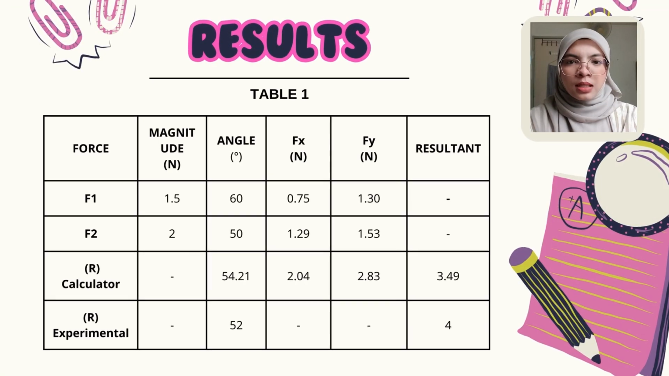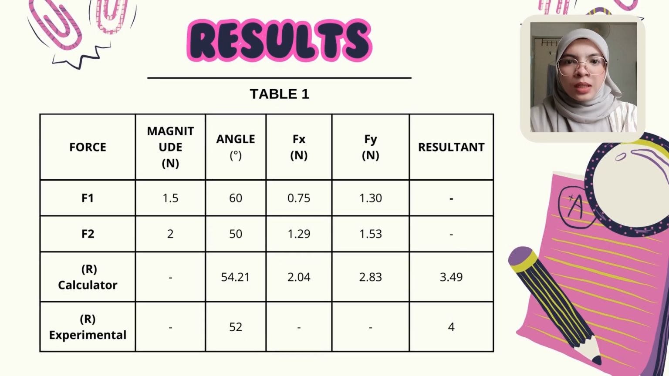The next slide is the result for table 1. The table shows the force table measurements. This is the first table that we recorded. As you can see, for force 1 we put 1.5 magnitude and a 60-degree angle, and for force 2 we put 2 magnitude and a 50-degree angle. The forces were then calculated to get these answers.